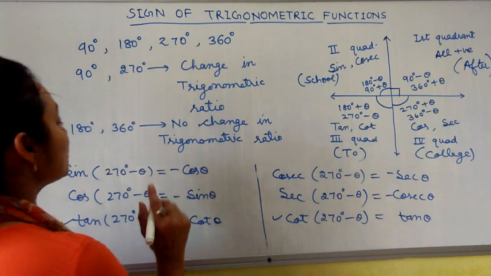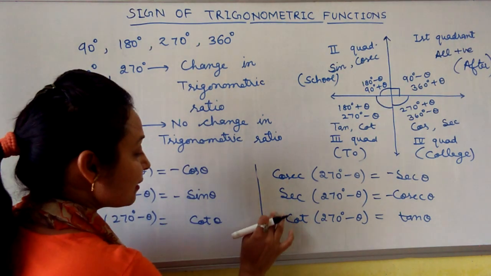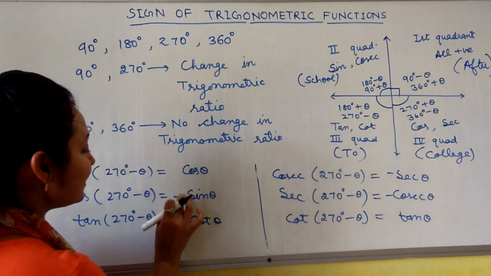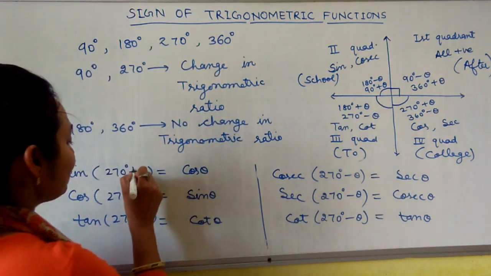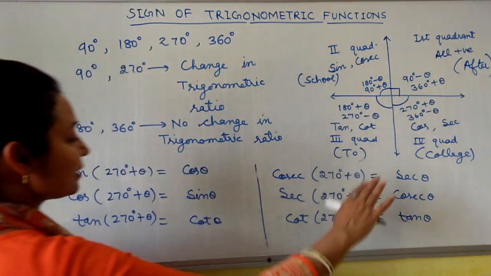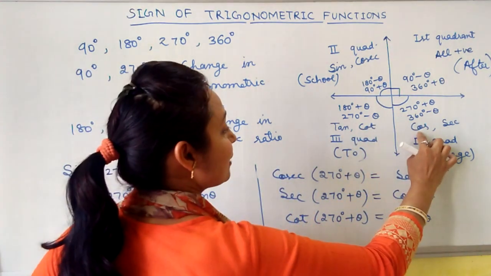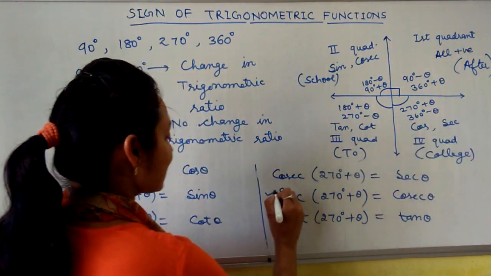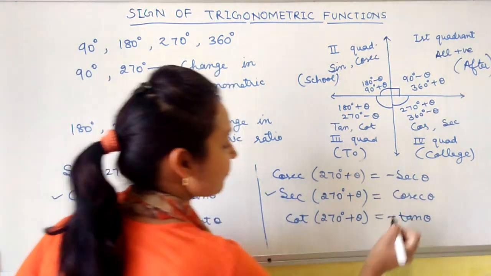Now come to 270 plus theta. I will remove this sign to check 270 plus theta. There is a change in the trigonometric ratio. So this ratio will change, but see the quadrant, that is the quadrant for cos and secant. Secant and cos remain positive, others are negative.